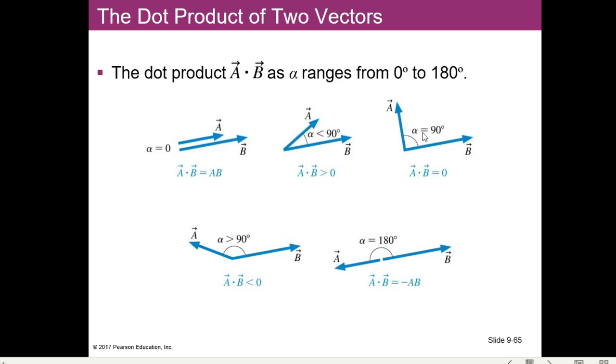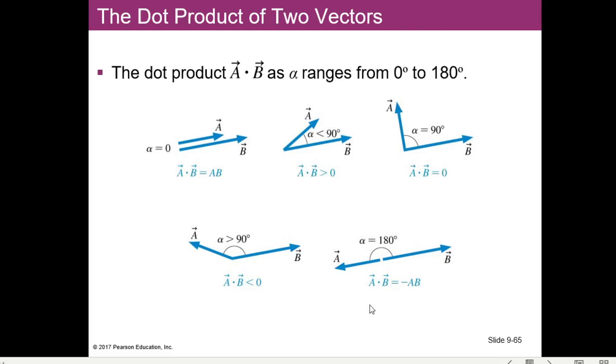Here we have magnitude of A times magnitude of B times cosine of 90 degrees, but cosine of 90 degrees is 0. So here we get 0. And geometrically, you can see why, because if you try to project A on B, you get 0. There's no component of A that's along the B direction. There's no component of B that's along the A direction either.